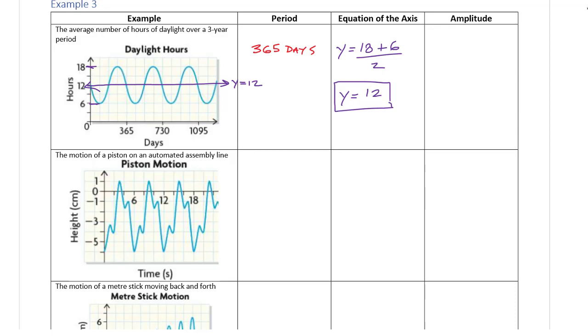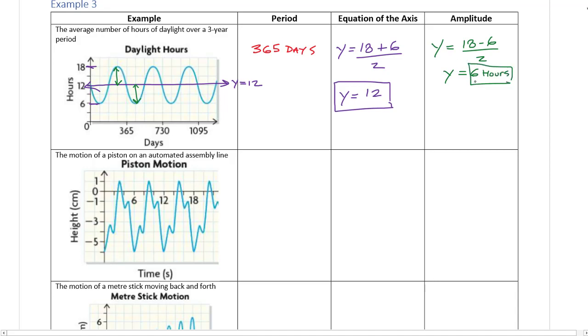The amplitude, on the other hand, is, remember, the radius of our circle, or in this case, we can also just say the distance from the equation of the axis to the top, or the distance to the bottom. It's the same thing. If you need an equation for that, we just subtract the two numbers and divide by 2. So we end up getting y equals 6 hours. The amplitude is a number relating to the units of the dependent variable, the y variable, so 6 hours. The equation of the axis is that horizontal line that shows us the middle or the center of our graph.